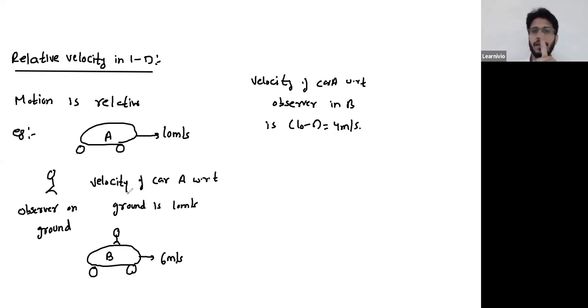So car A is one car, moving with a velocity of 10 meter per second. Its velocity with respect to an observer on the ground is 10, but the velocity of the same car with respect to another observer moving in car B is 4 meter per second. So motion is not absolute. Motion is relative. With respect to one observer this is 10 meter per second, with respect to another observer this is 4 meter per second. So this is how we calculate relative velocity.